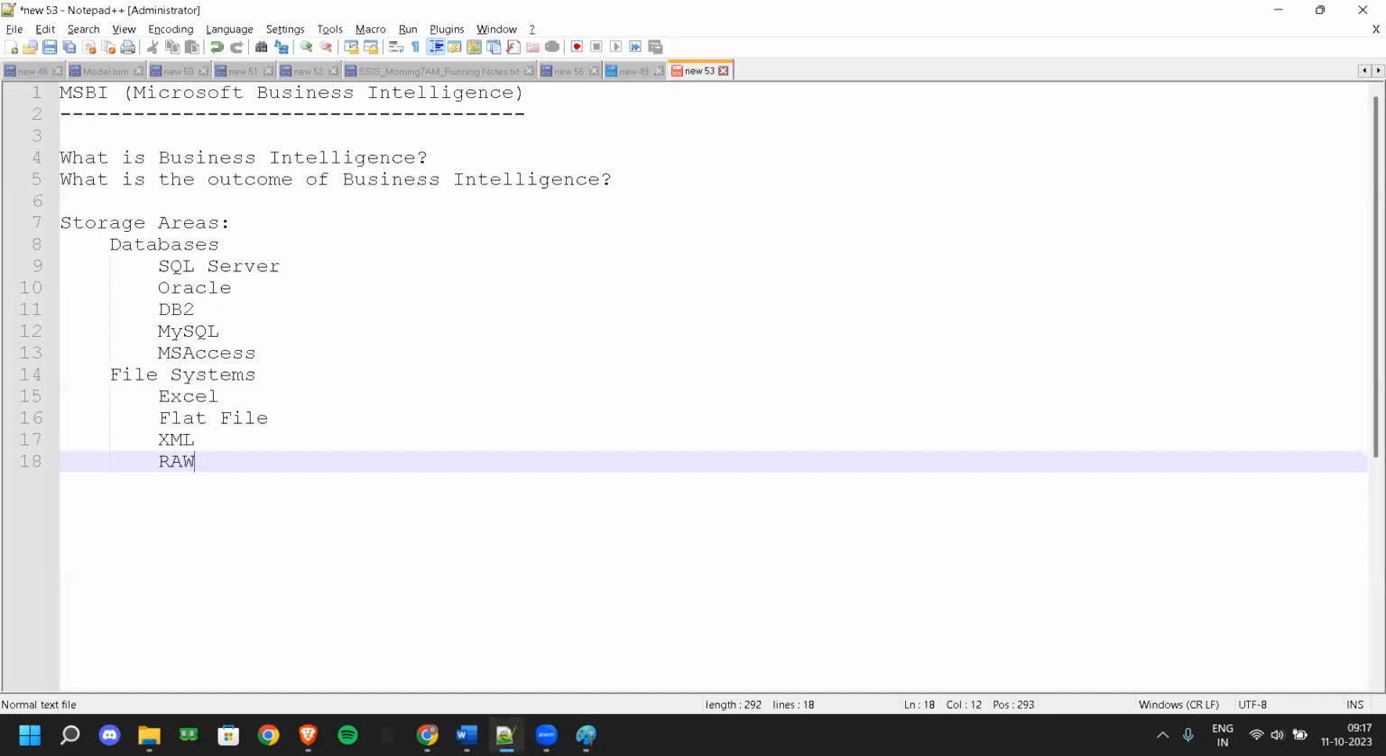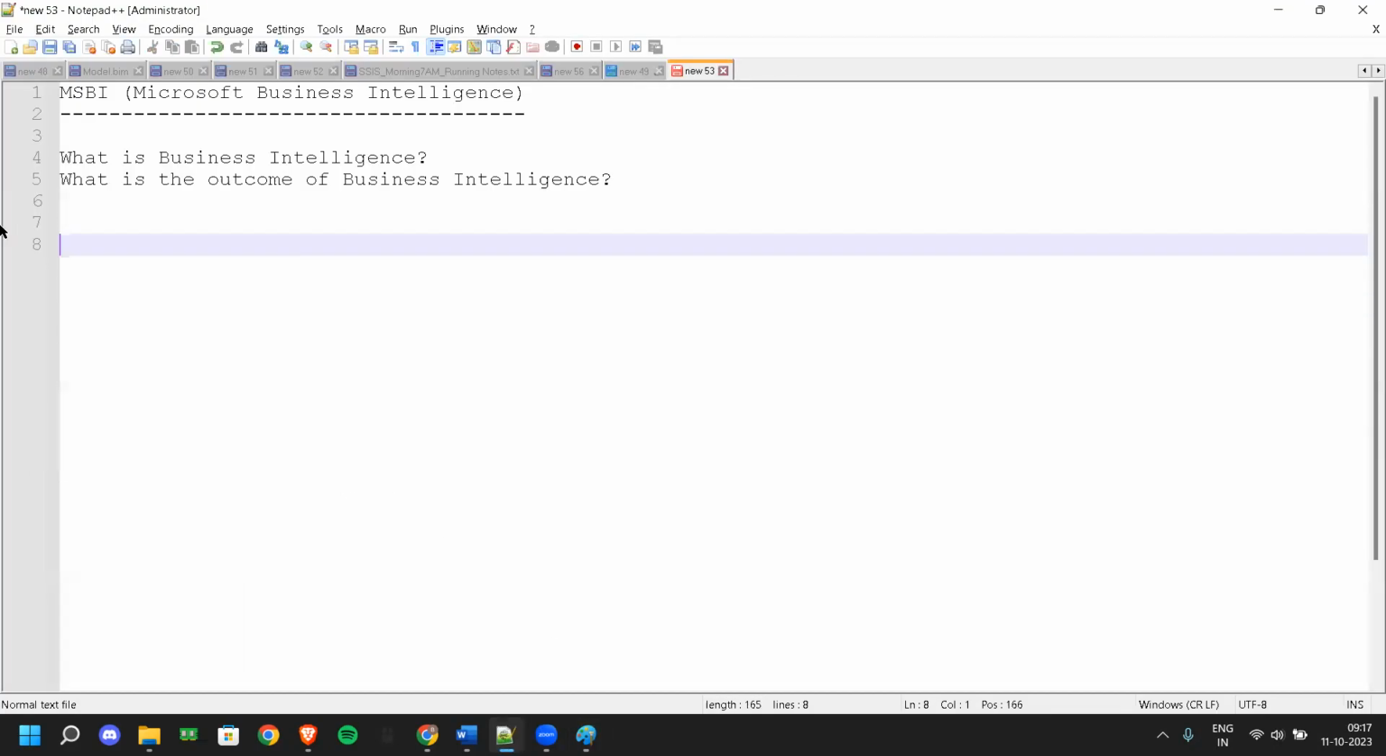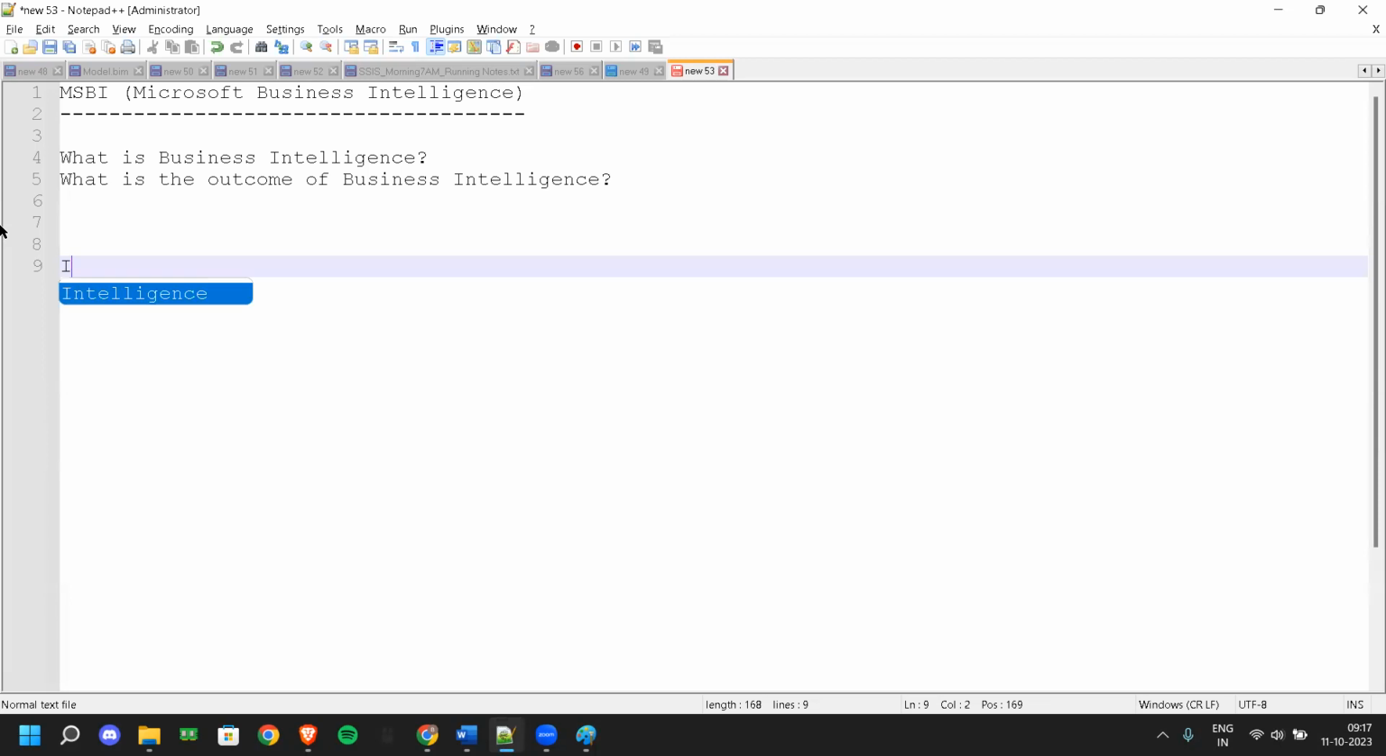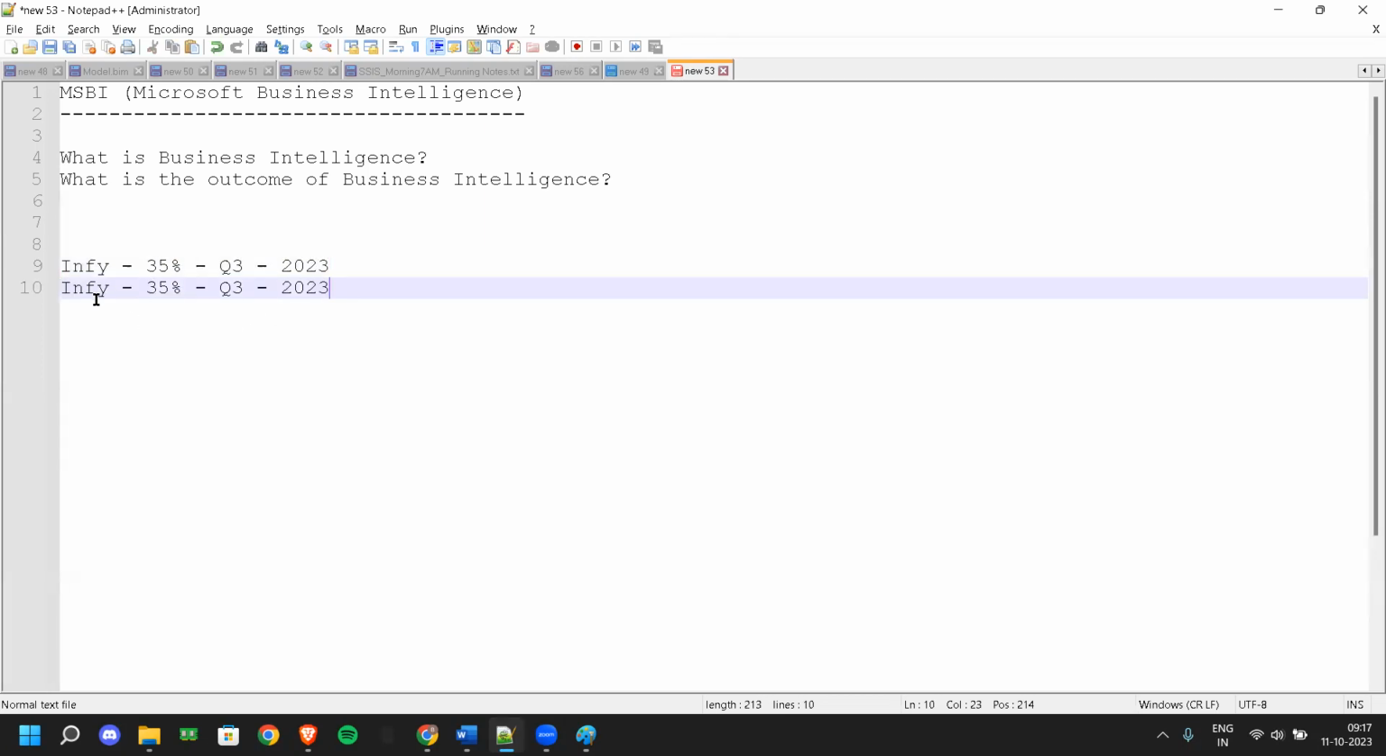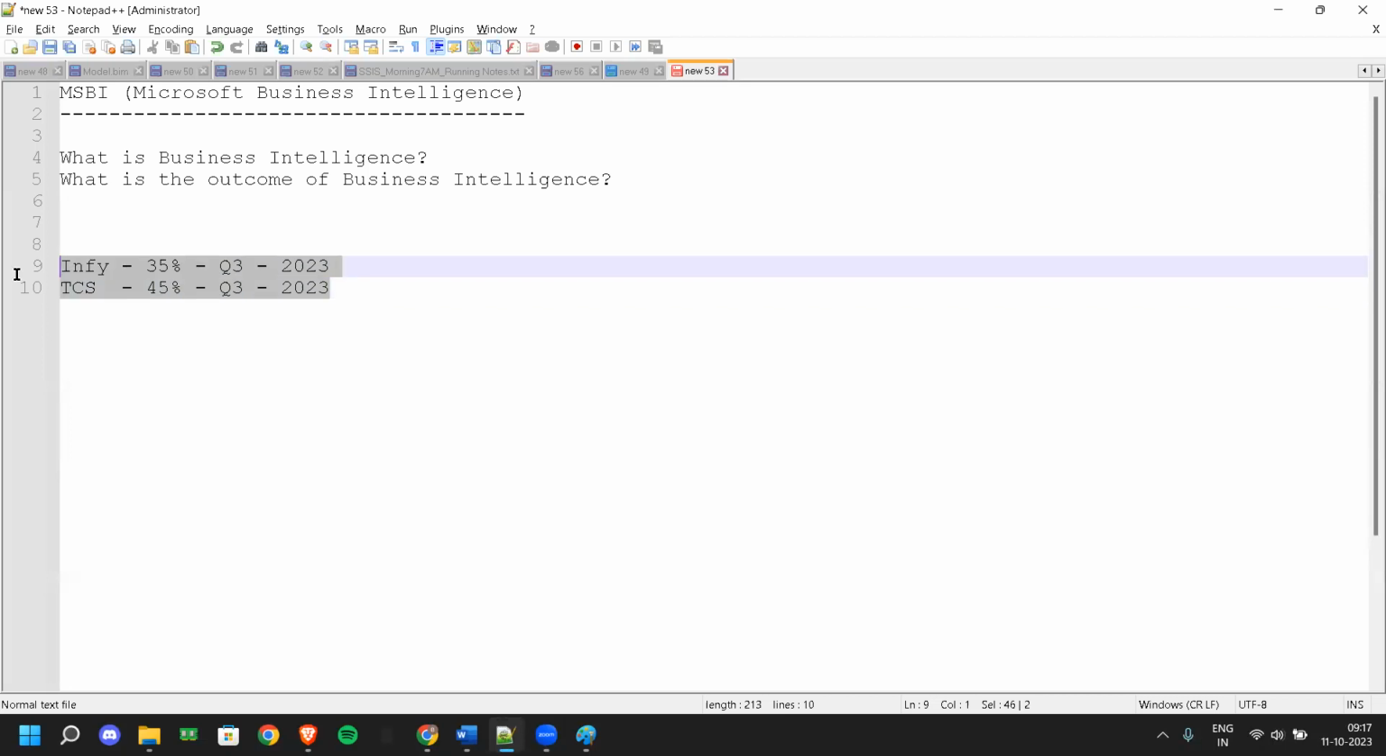So we have Infosys. They have generated 35% revenue for quarter 3, 2023. We are done with quarter 3. And TCS was able to generate 45% revenue for quarter 3, 2023.